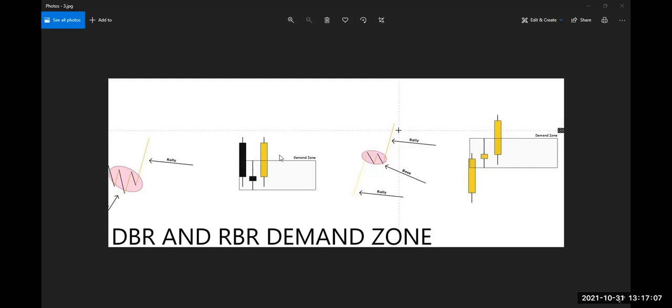So if you don't have any question, we'll go straight to the charts. Look for this pattern, this demand zone, and see how the market has been respecting this demand zone in the market. So let's go to the charts.